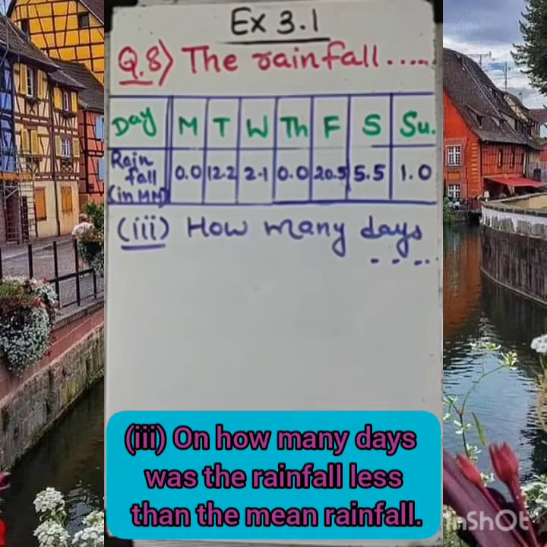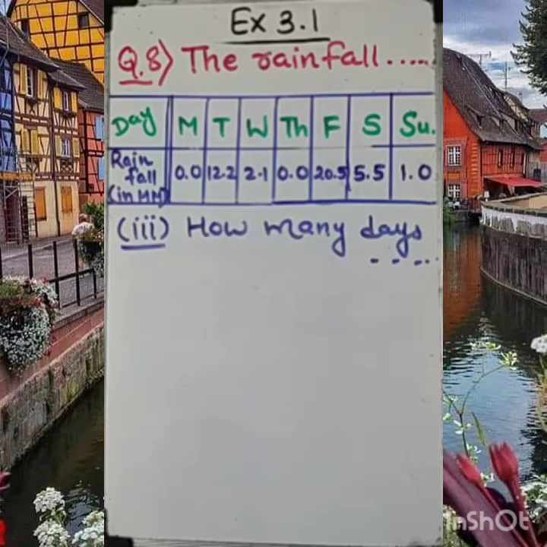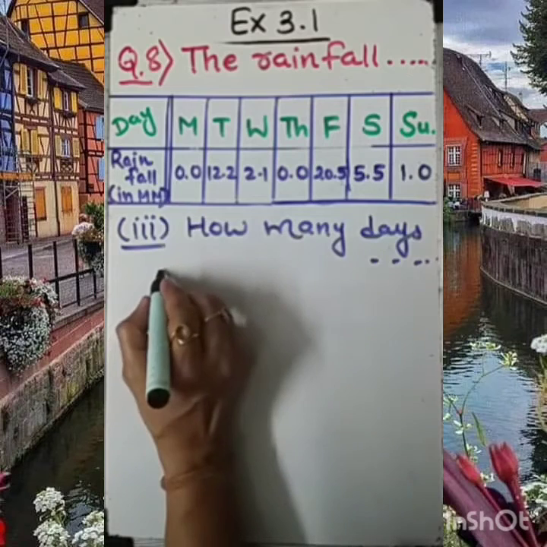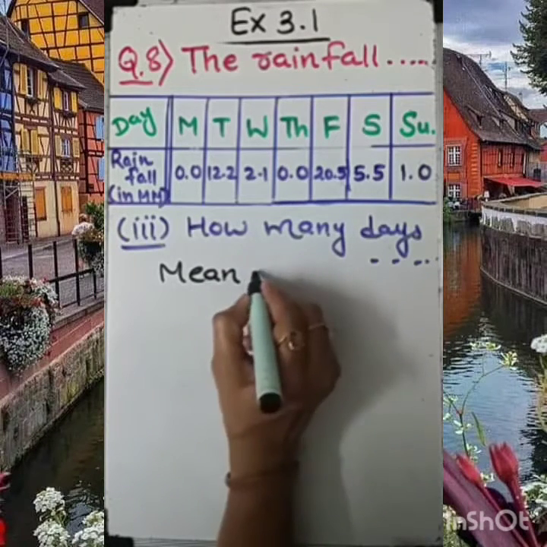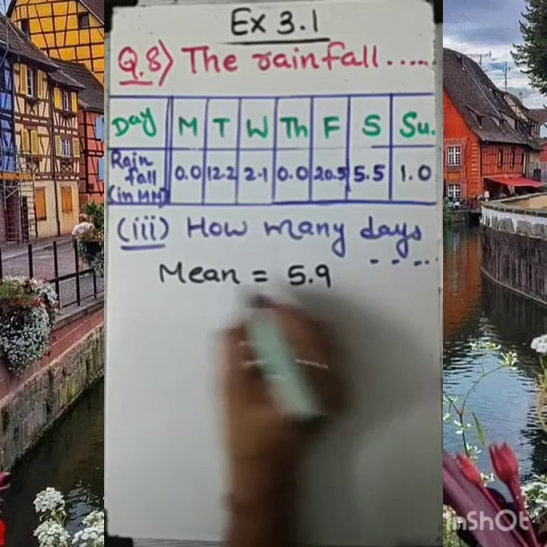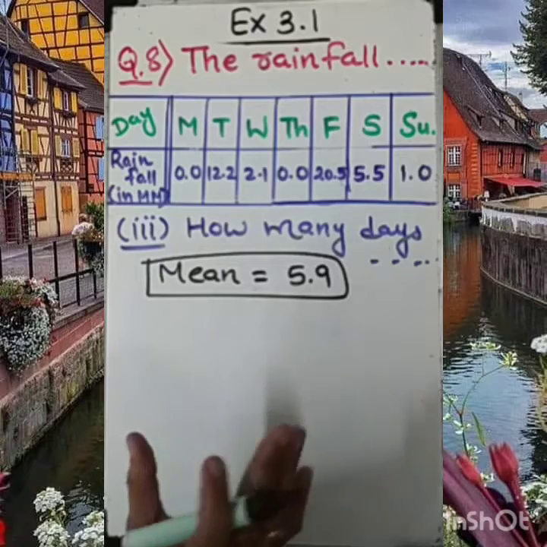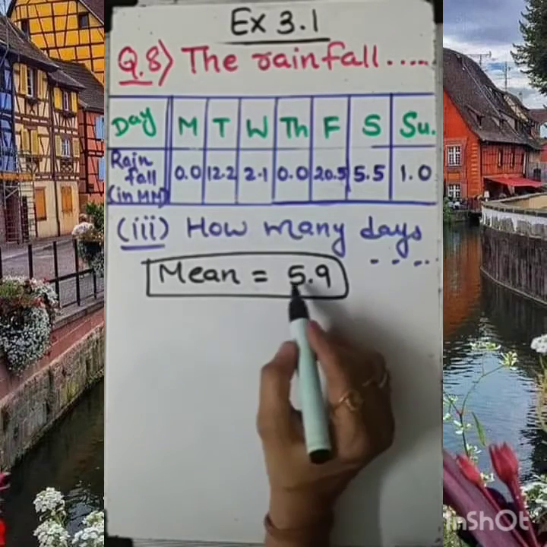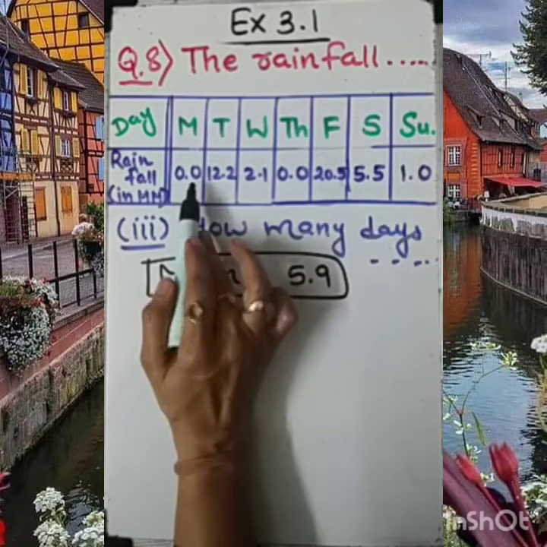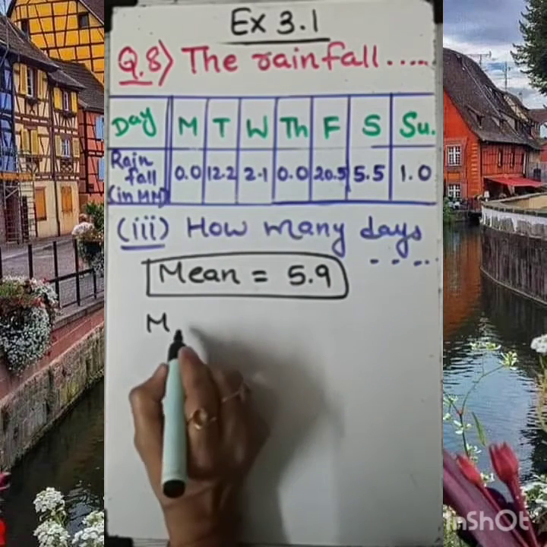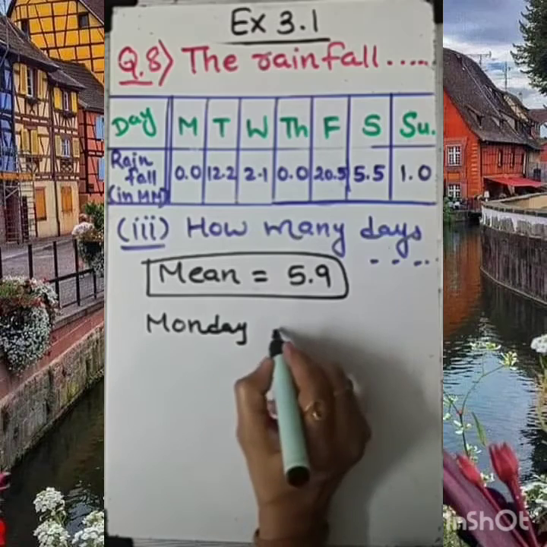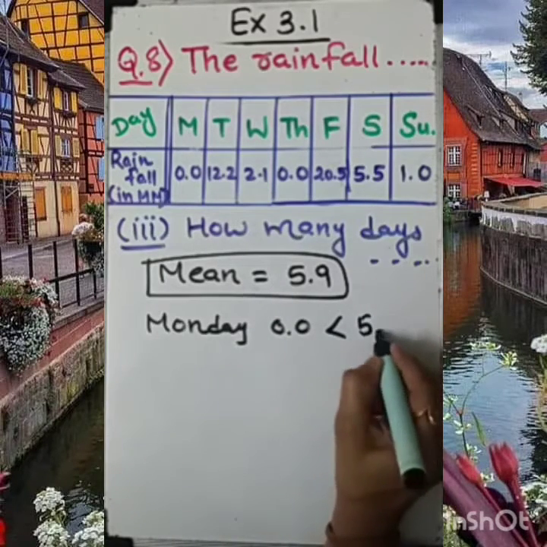Now let's see the third question. We are given here: on how many days was the rainfall less than the mean rainfall? Clear to you, dear student? Now what we have to do for that? Very simple, very easy. As we know, in the second part, the mean rainfall was coming 5.9. Now we are asked to mention how many days the rainfall was less than the mean rainfall. You can see on Monday it is 0.0, which is less than the mean rainfall.